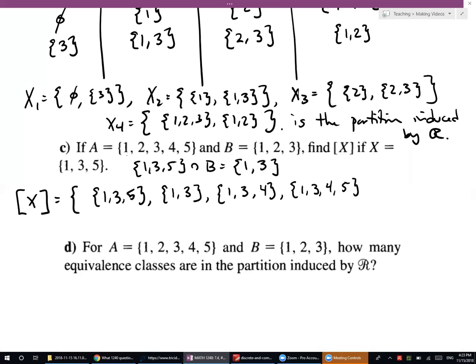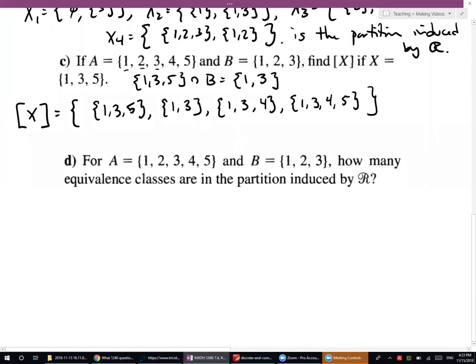So there's only one option for each of 1, 2, and 3. For 4, there are 2 options there, in the set or out of the set. For 5, there are 2 options there, in the set or out of the set. So we have 2 times 2 is 4. We should have 4 elements, and we do. So there you go.